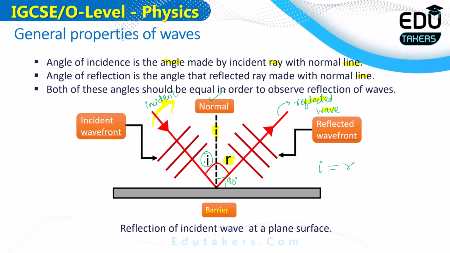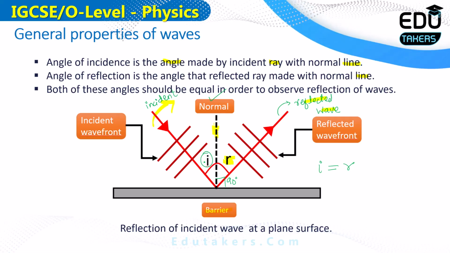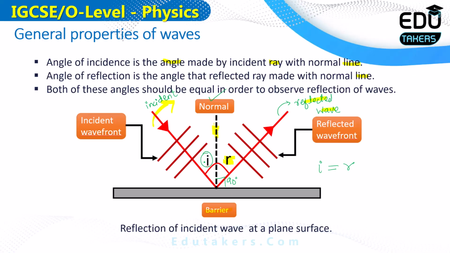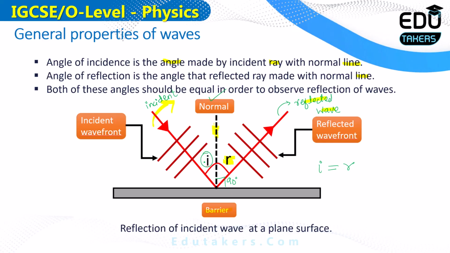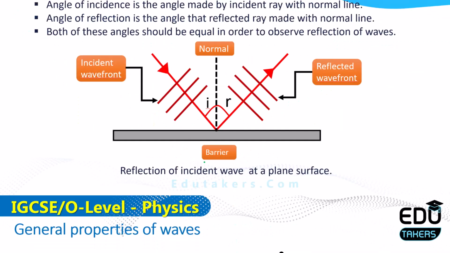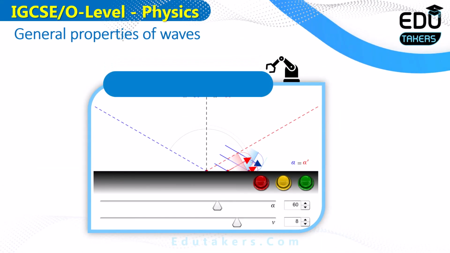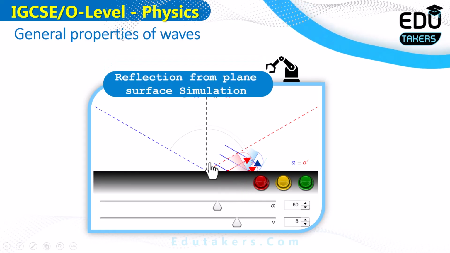Sometimes there might be a question where the angle of incidence is given and there is a reflection of the wave. Then what will be the angle of reflection? You can simply use the concept that angle of incidence is equal to angle of reflection. Then you can easily find out the angle of reflection here. Here is a simulation related to the reflection of the wave. Let's open this.